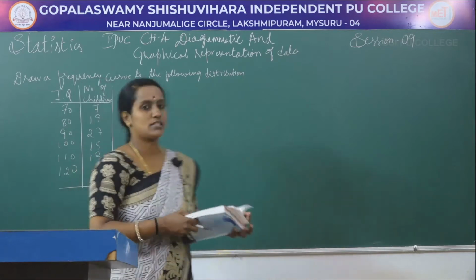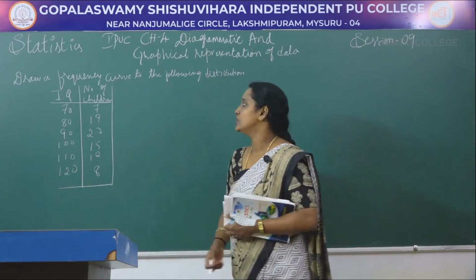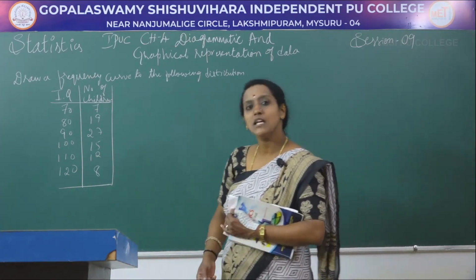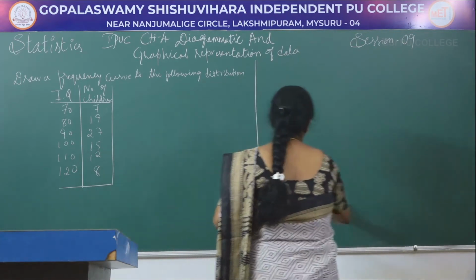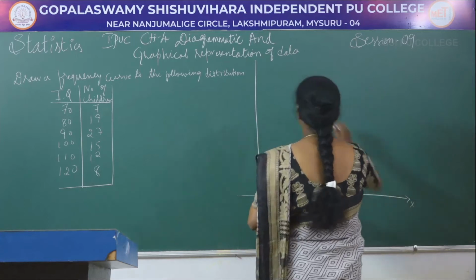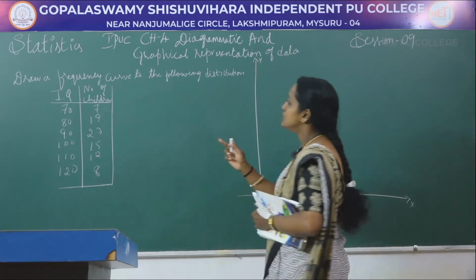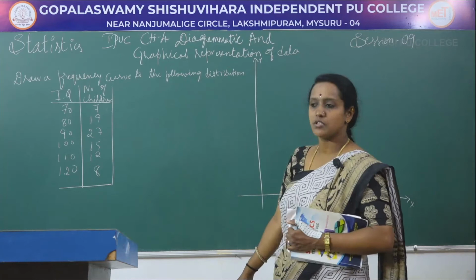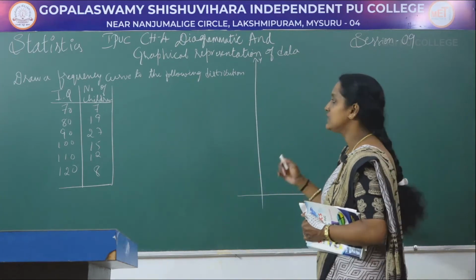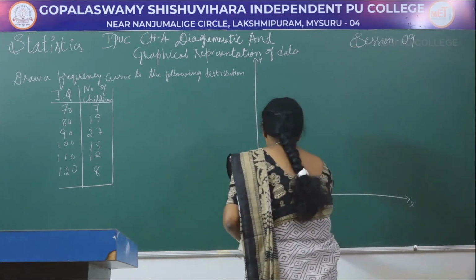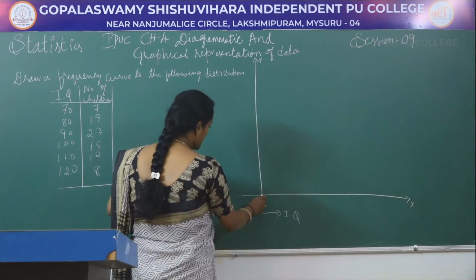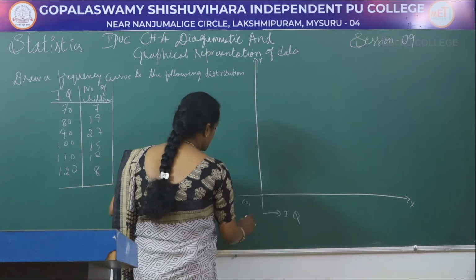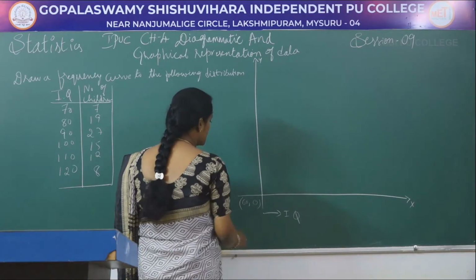Okay, so this is the problem they have given. For this problem, we have to draw the frequency curve. First step is we have to take x-axis and the y-axis. Since this is discrete frequency distribution, we will take the scale as it is. So in x-axis, I will take IQs. The x-axis will start from 60 and y-axis will start from 0.